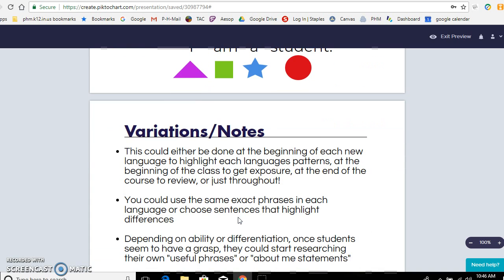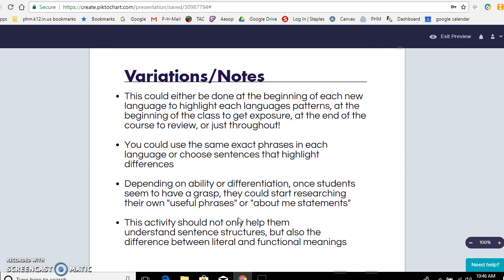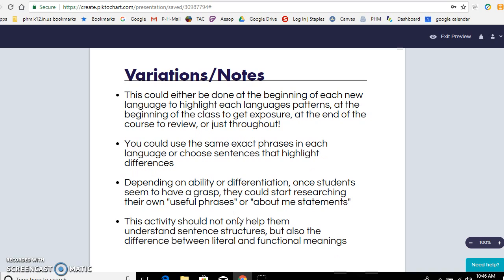So some variations or notes on this lesson then, that you could do this at the beginning of each language to highlight language patterns. So maybe when I start Chinese, I start with this activity so that they start to see the patterns in Chinese sentence structure. Or maybe I do it at the beginning of the class to get exposure to all 5 languages at the same time. Or maybe I do this at the end of the course to review it. Or maybe just throughout the entire course, I could say, oh, well, look at this phrase or look at this sentence. How would that be if we got our shapes out? What would that look like? So I think that it's interesting. I could use this activity in any way.